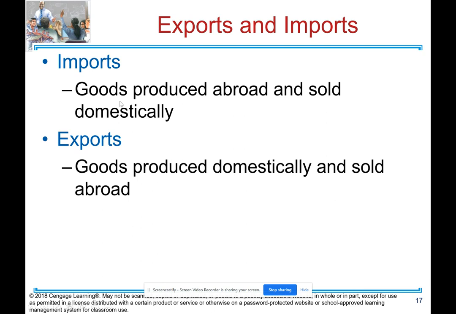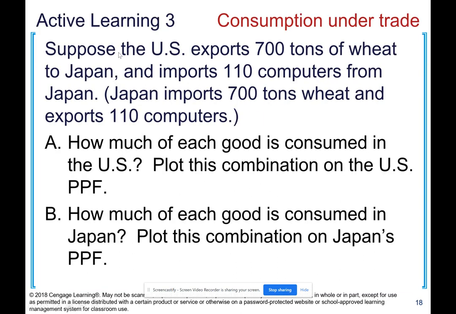So now that they have done their production, let us see if they can trade. Imports are goods produced abroad and sold domestically. Exports are goods produced domestically and sold abroad. Active learning. Suppose the US exports 700 tons of wheat to Japan and in exchange imports 110 computers from Japan. That means Japan imports 700 tons of wheat and exports to the United States 110 computers.